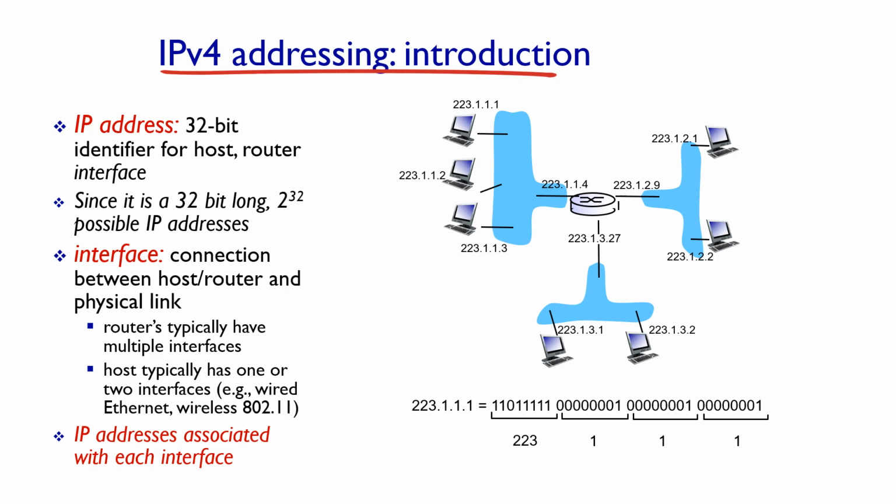Then, each IP address is associated with an interface. That is what we studied in the previous slide. And it is represented in decimal notation. Though it is represented in decimal notation, its actual value is in binary, and it is represented in the decimal fashion. And here we can see an island.